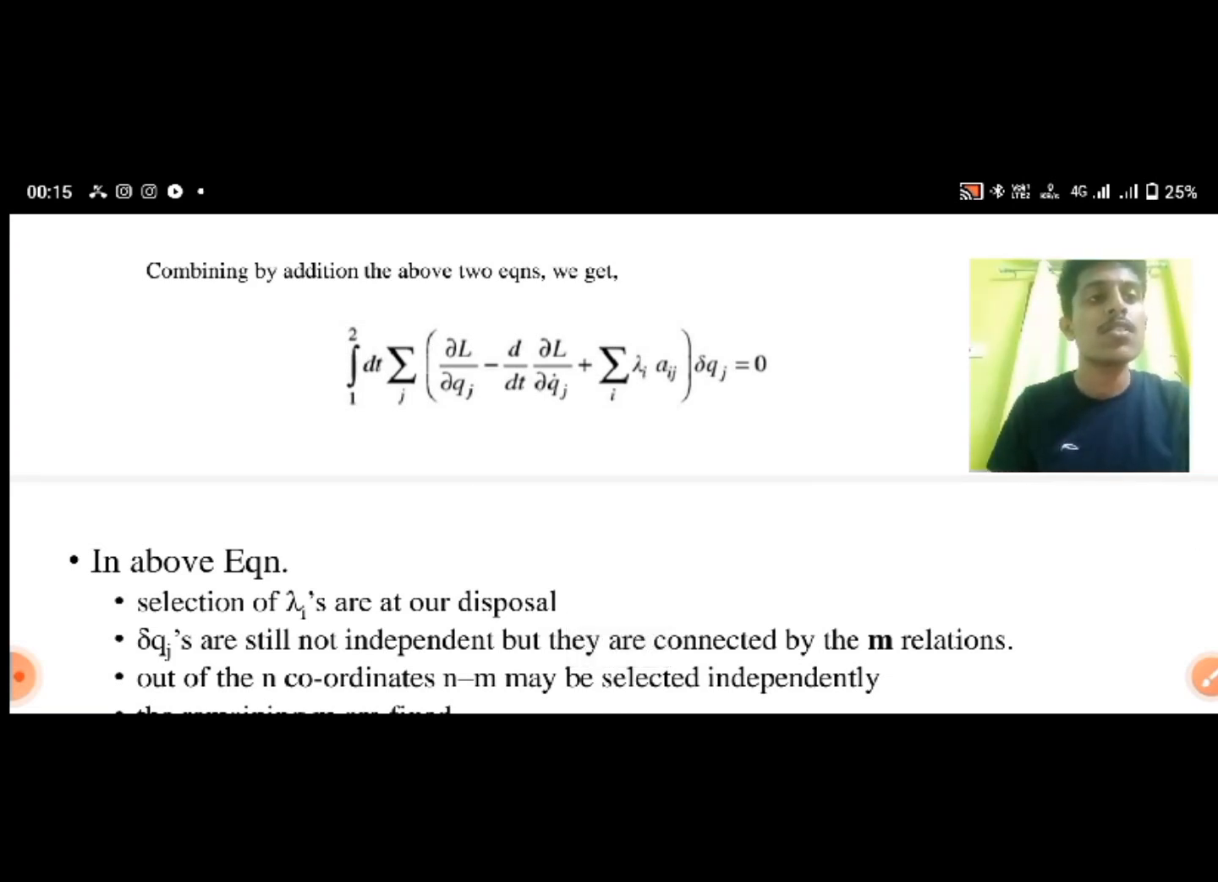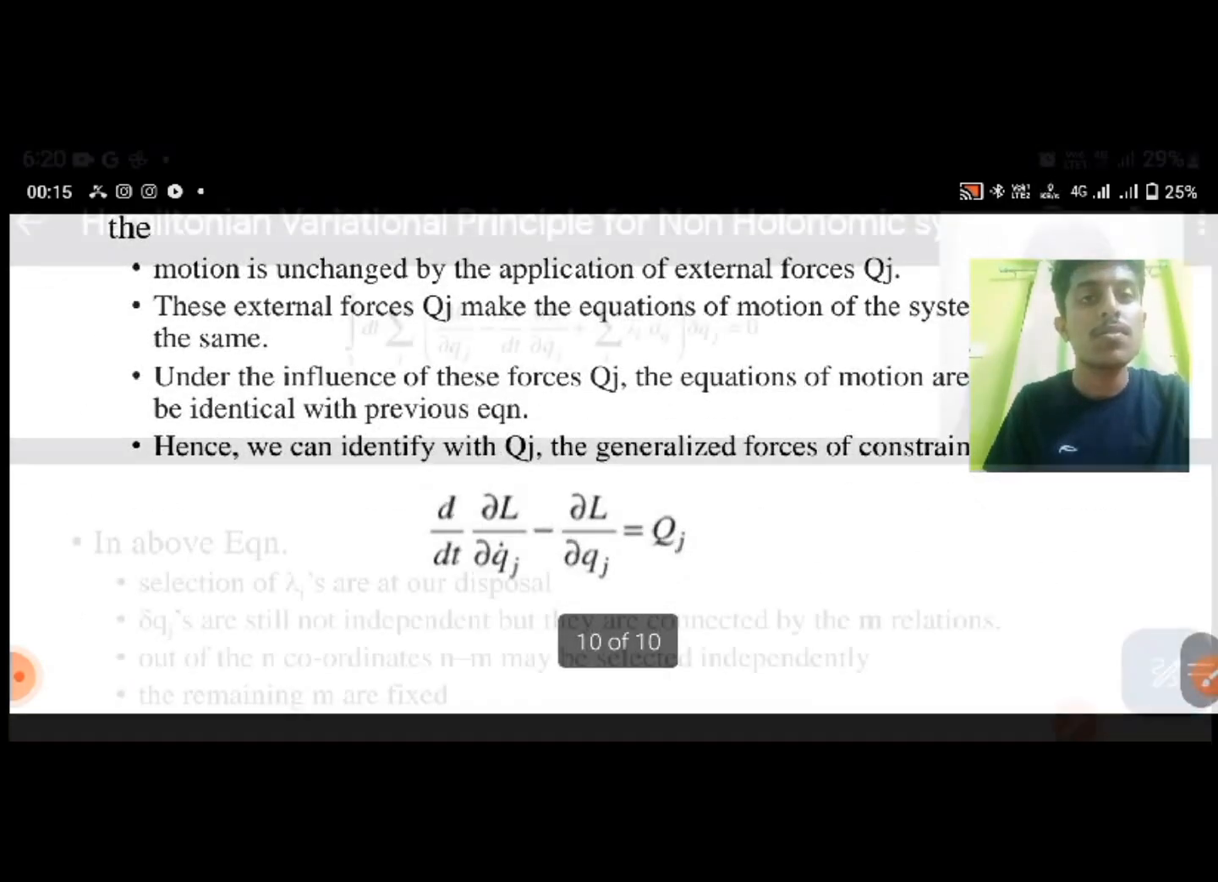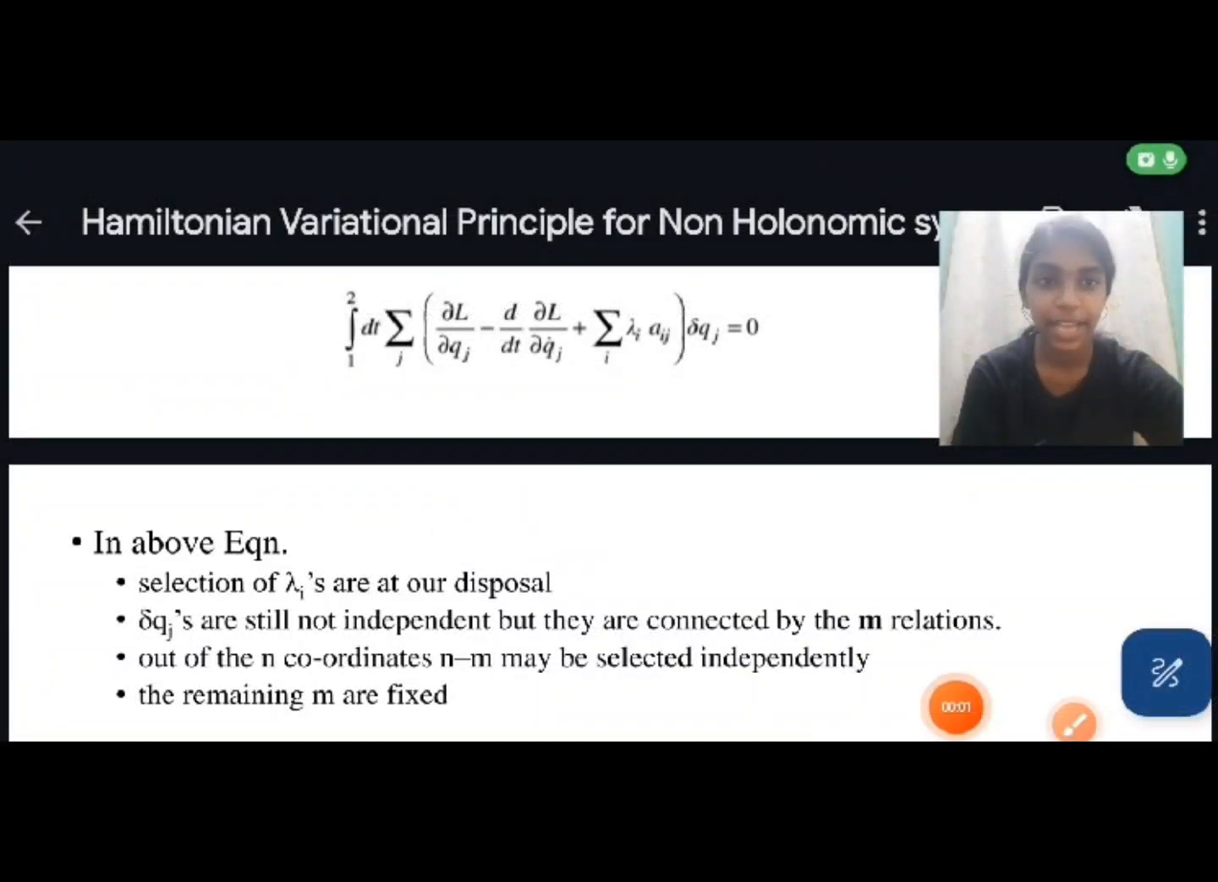So the next part will be taken by Sharon: how the Hamilton variation principle for non-holonomic constraints can be used. Thank you, Alan.